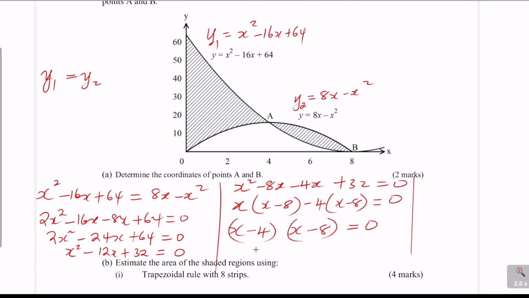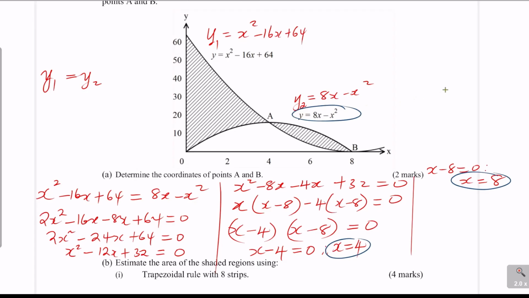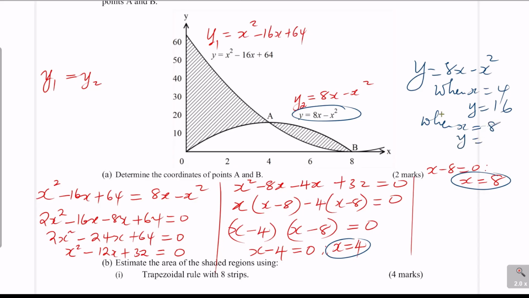If this is the case, then x - 4 = 0, and this will give x = 4. And again, if x - 8 = 0, then x = 8. So those are the two values of x. Now we need to get the corresponding y values. Just use any of these functions. So I'll use y = 8x - x². When x is 4, you substitute in that function, you get y = 16. And when x is 8, you substitute in the same function, you get y = 0.